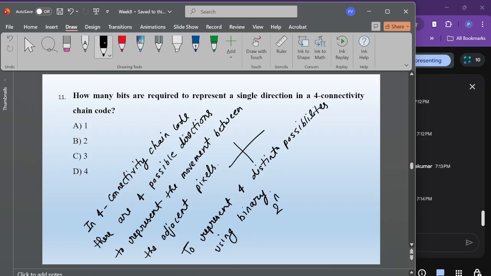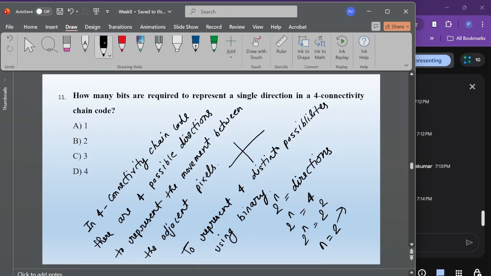So 2 to the power n is equal to the number of directions, right? So 2 to the power n is equal to 4, because there are 4 directions in the 4 connectivity chain code. 4 is represented by 2 to the power 2, right? So n will be equal to 2. So 2 bits are required to represent each direction.